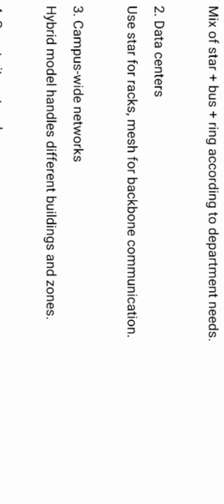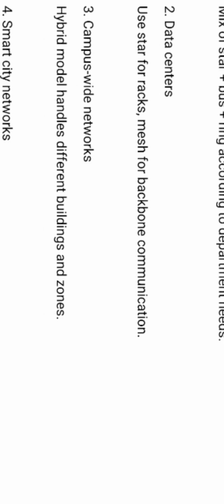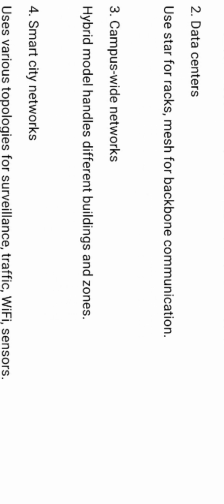So the hybrid topology is easy to access, whatever is expected from the network and the user. Smart city networks use various topologies for surveillance, traffic, and Wi-Fi sensors. And the hybrid topology is the most commonly used topology, the advanced version.